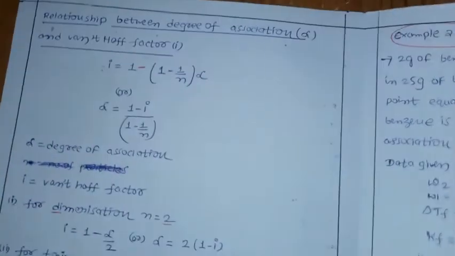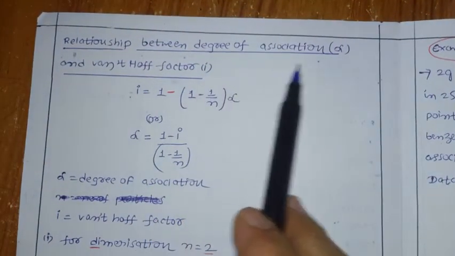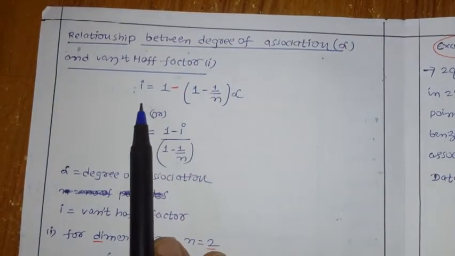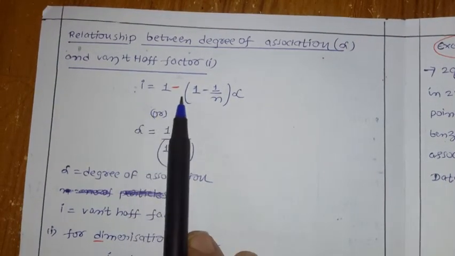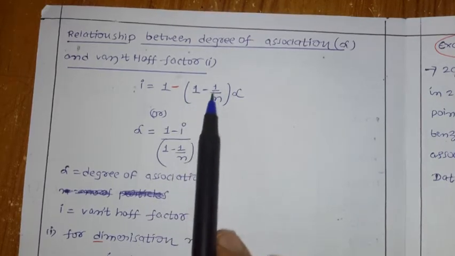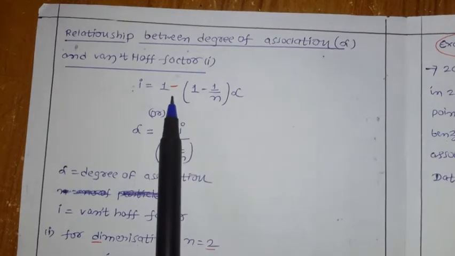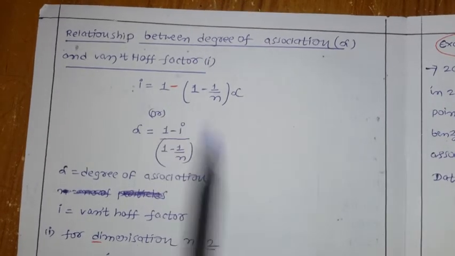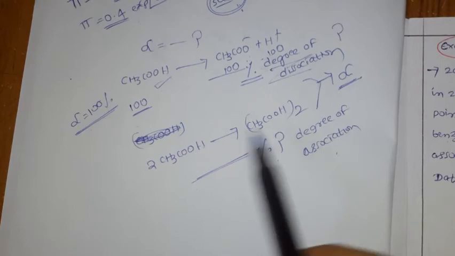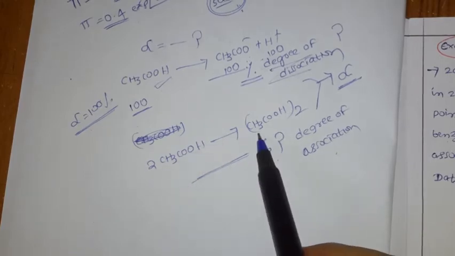Okay, now let us see the next, degree of association. Now let us see the relationship between the degree of association and Van't Hoff factor. If you see, the i value for this relation is i equals 1 minus (1 minus 1 by n) into alpha. For association, you know very well the number of particles is going to decrease. For example, as we discussed, 2 moles of acetic acid are going to dimerize, becoming 1. So 2 become 1. The number of particles is going to decrease.